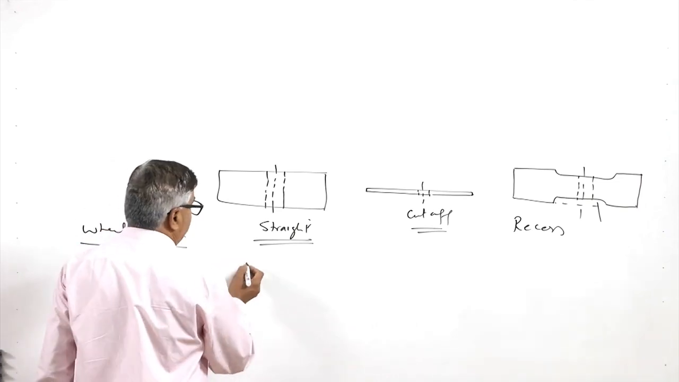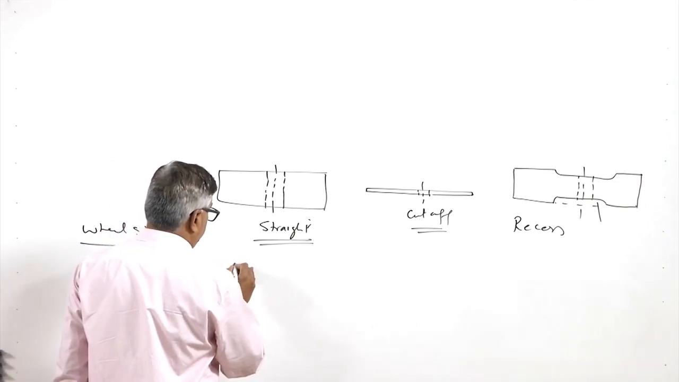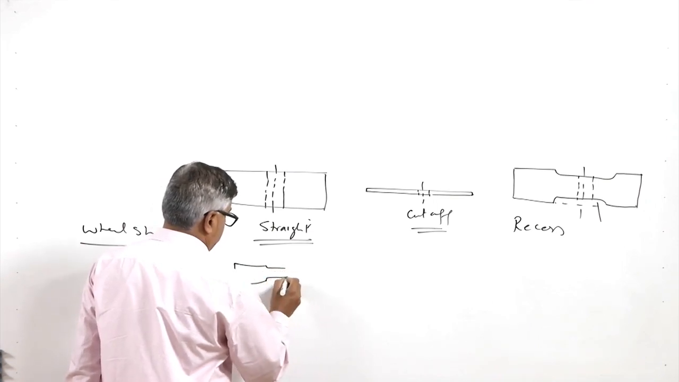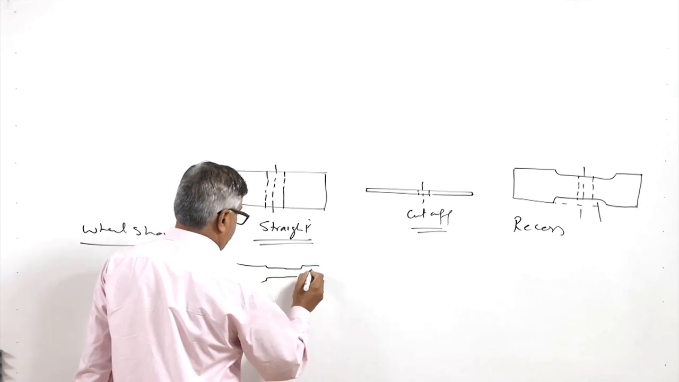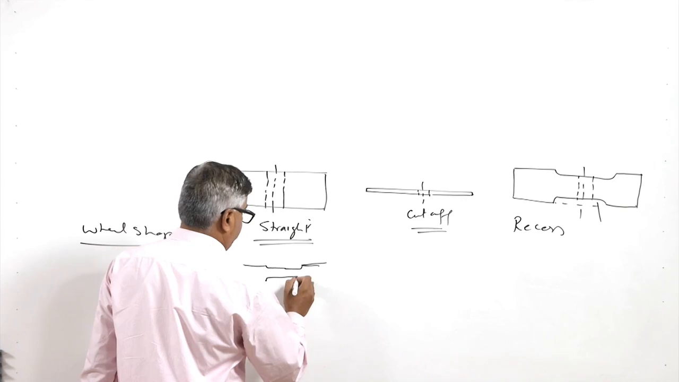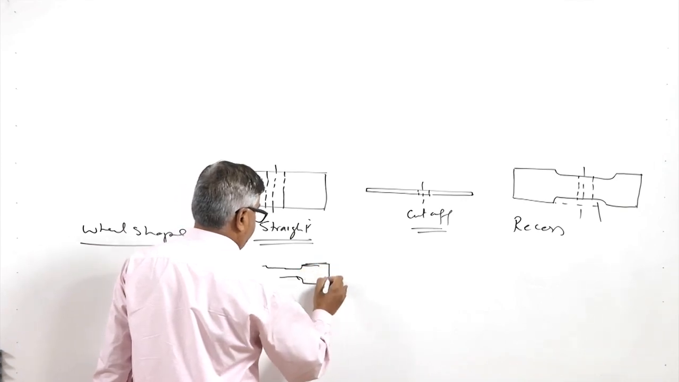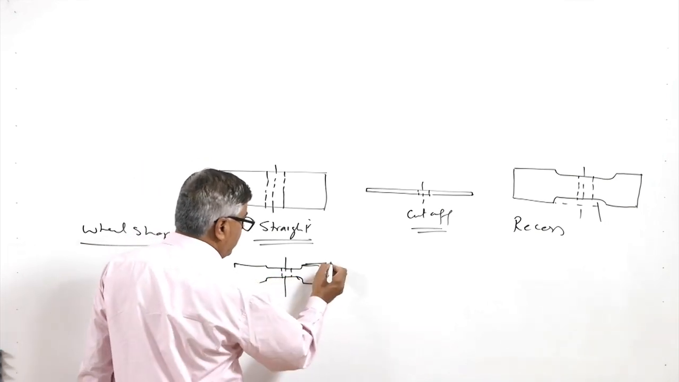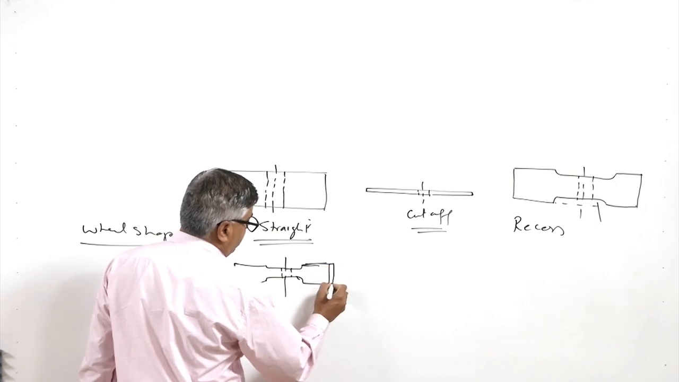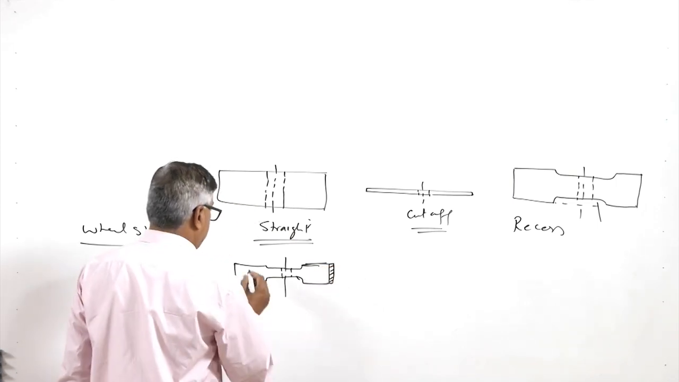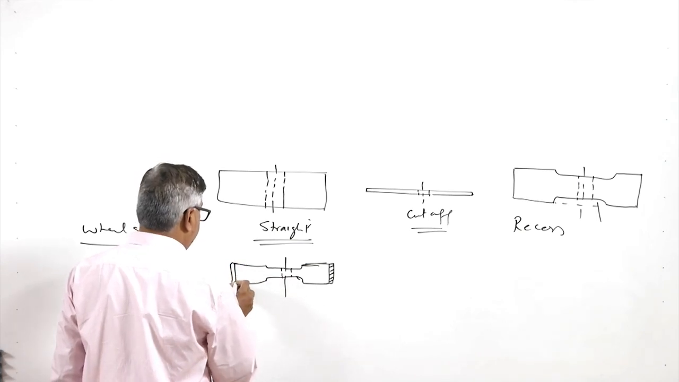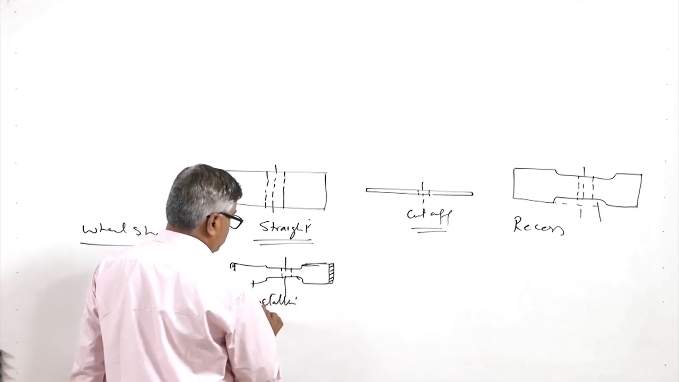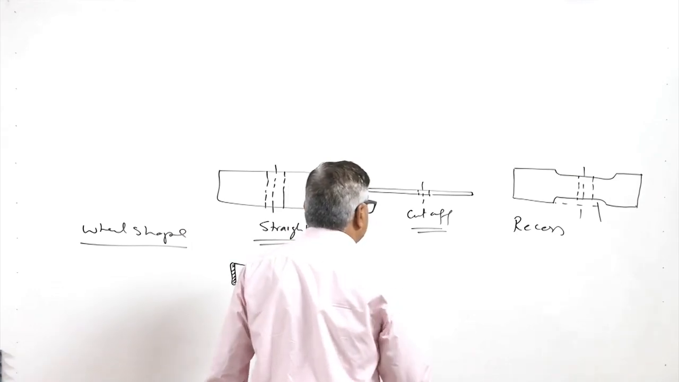Then there are metallic wheels, wherein most of the wheel is made of metal like this. Here we have a center hole for mounting of the wheel, and near the outer periphery basically abrasives are attached or fitted in case of the metallic wheels.